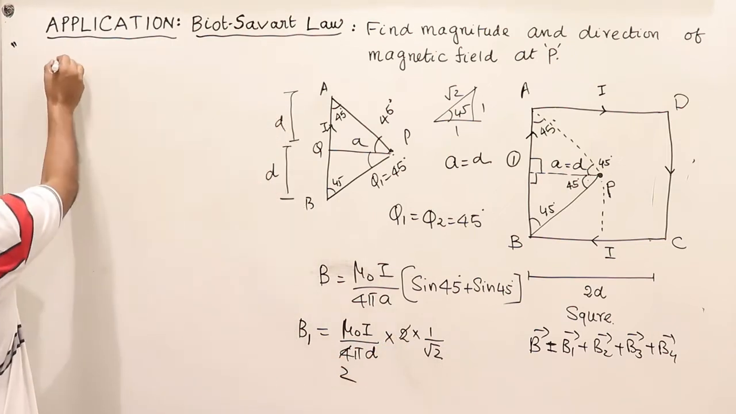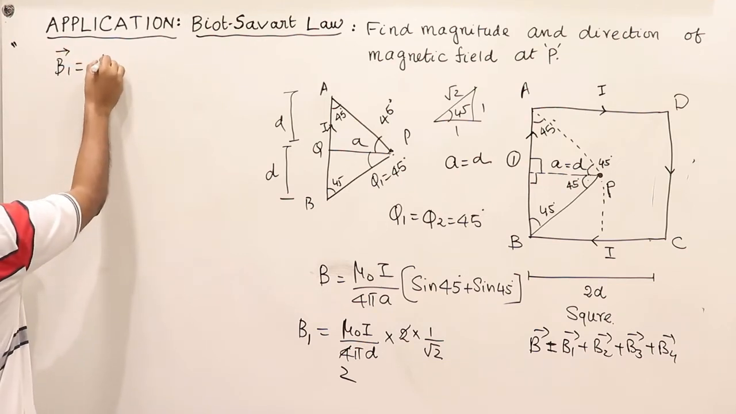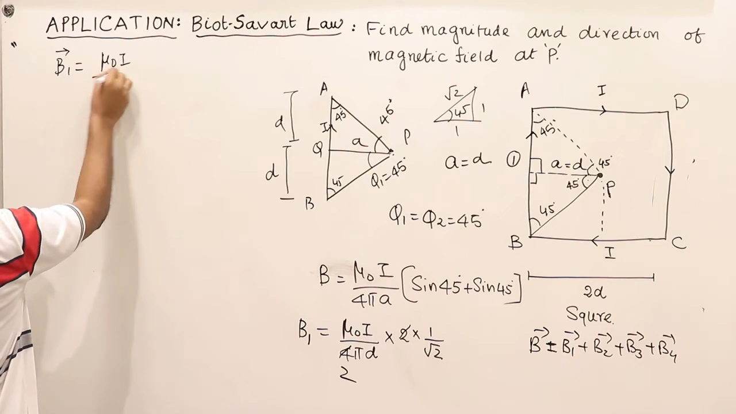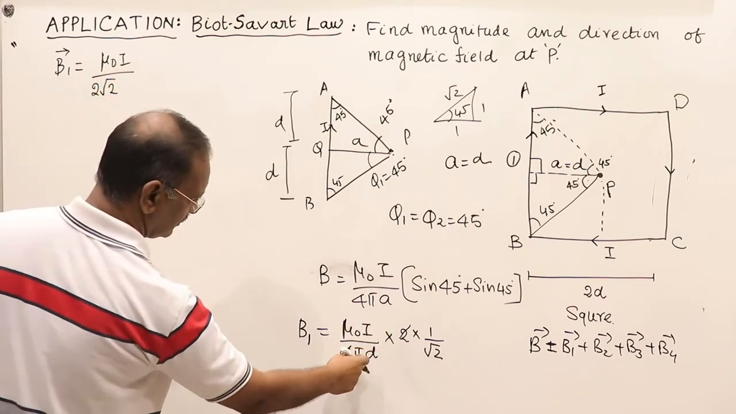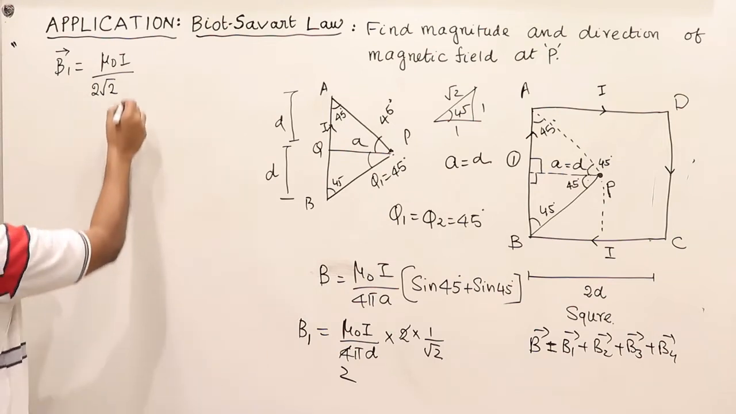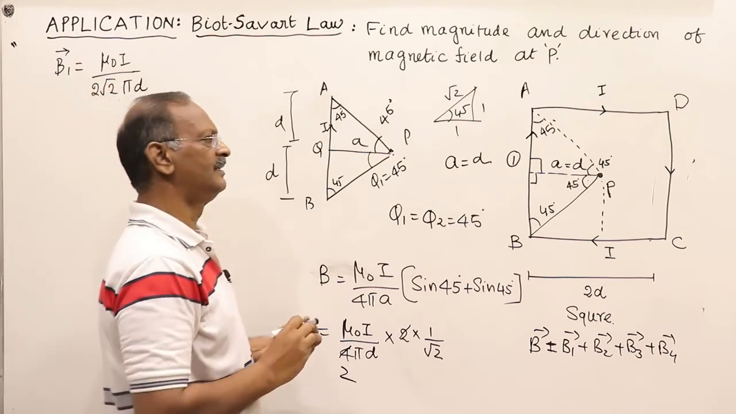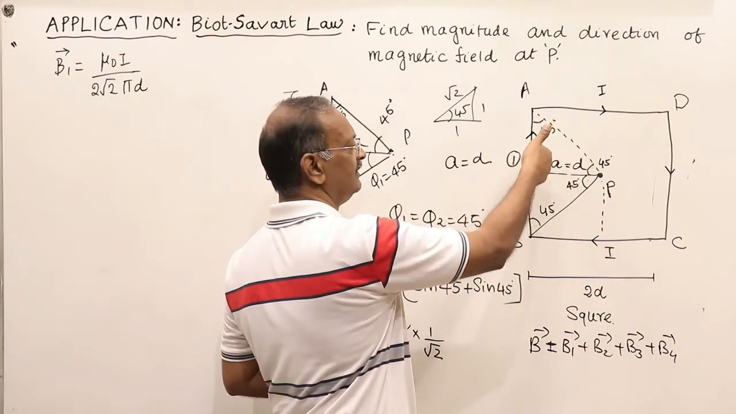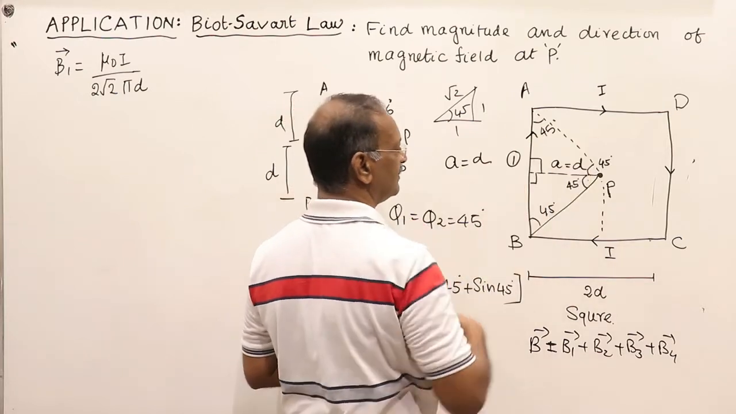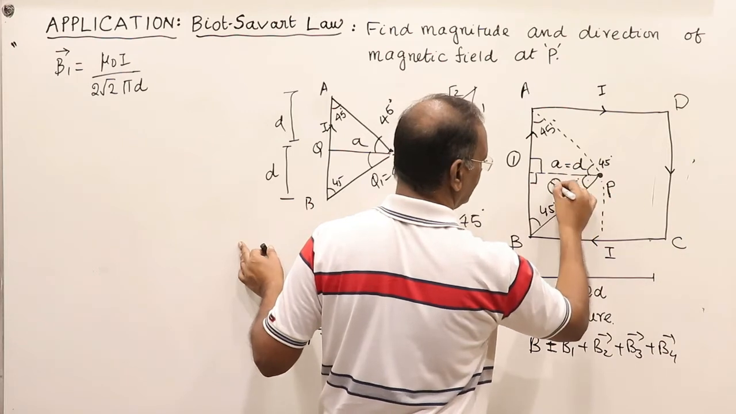So B1, we will write in terms of vector, is equal to mu naught I by 2 root 2 pi d. What is the direction of magnetic field? We'll use the right hand thumb rule. Current is flowing this way and we'll hold it like this. It means this side it is going inside, this is coming outside. At this point, because of this, at P, it will be like this.